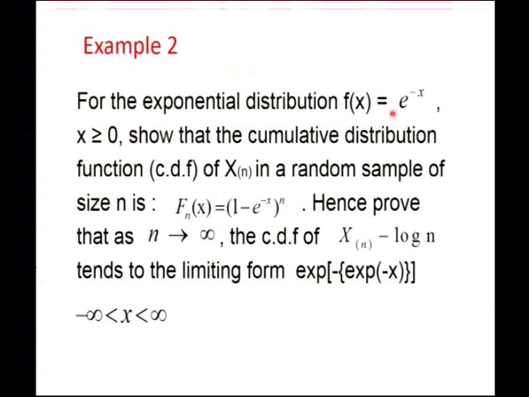Next, for the exponential distribution f(x) equal to e^(-x) for x greater than or equal to 0, show that the cumulative distribution function of Xn, that is the largest order statistic in a random sample of size n, is Fn(x) equal to (1 minus e^(-x)) whole power n. Hence prove that as n tends to infinity, the CDF of the Xn order statistic minus log n tends to the limiting form of exp(-e^(-x)), where minus infinity less than x less than infinity.